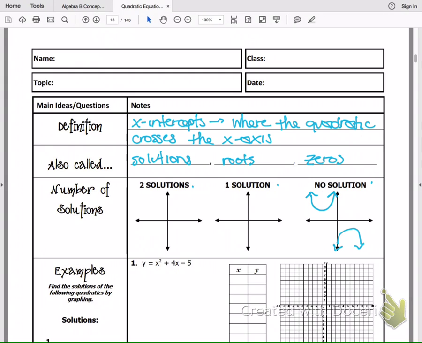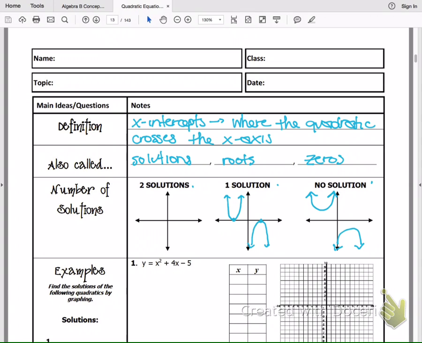Okay? Anyone have any ideas how you get only one solution? Okay, how do you make a U shape only touch once? At the very bottom. So what point did we call that? The vertex, the maximum or the minimum. So it could look like this, where literally the quadratic just touches at the vertex, or, again, it could look like that, facing upwards or downwards.